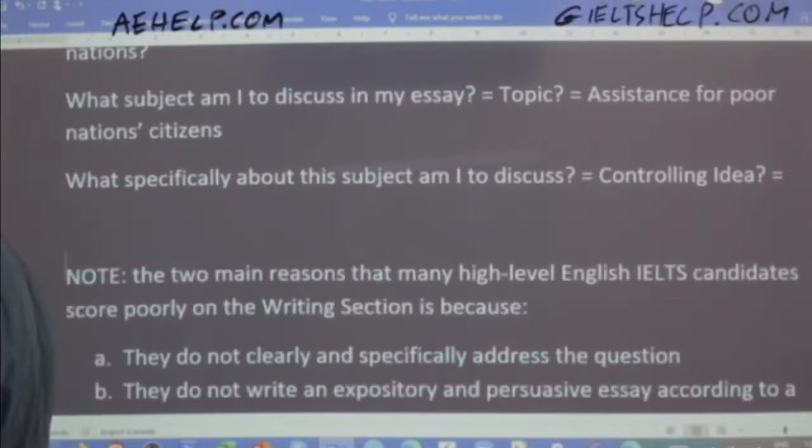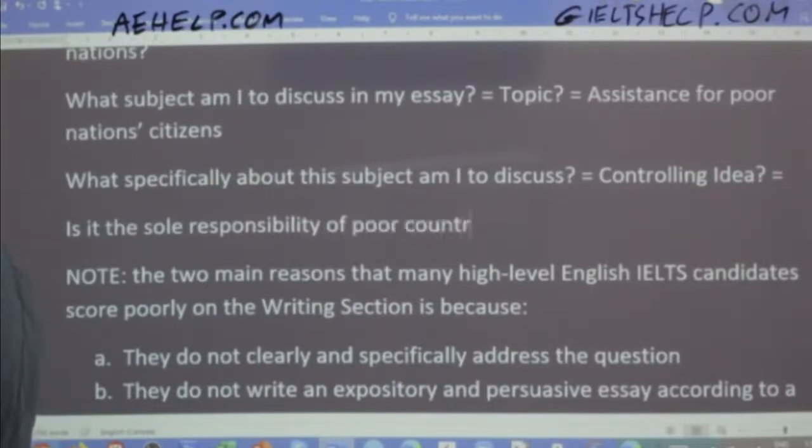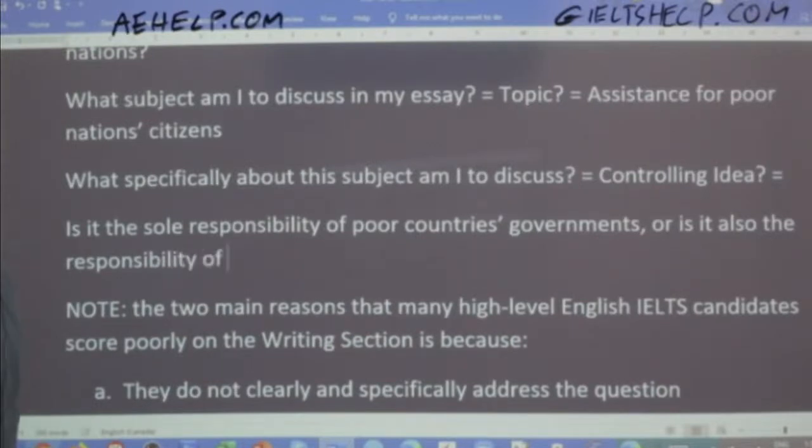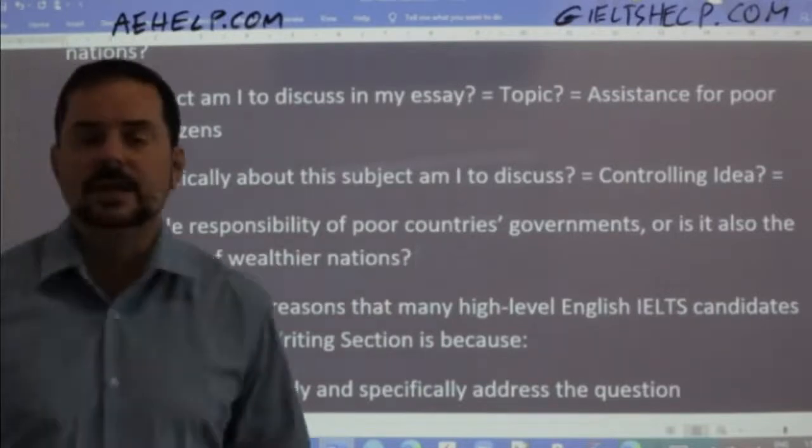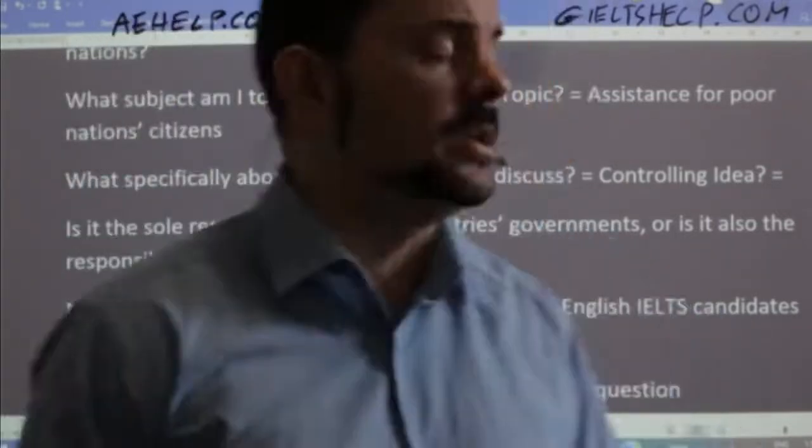it the sole responsibility of poor countries' governments or is it also the responsibility of wealthier nations? Okay, so that's the controlling idea. You have to be careful with the controlling idea and you have to be specific.